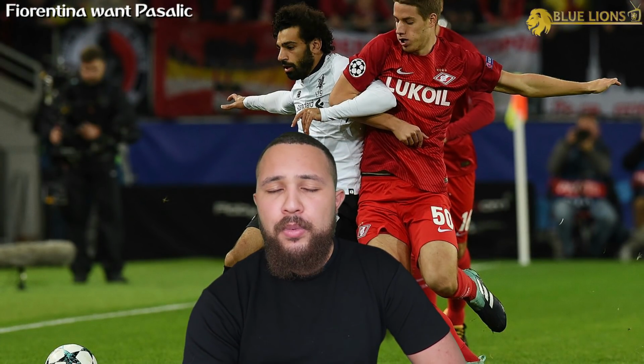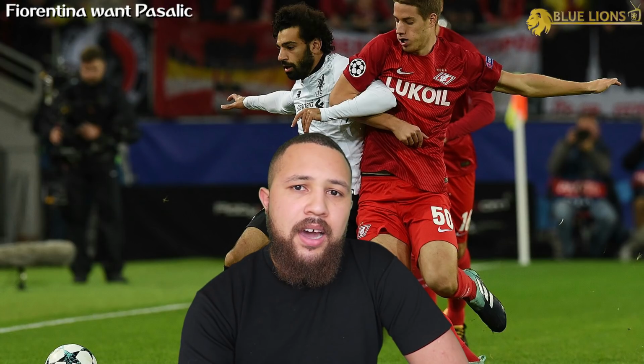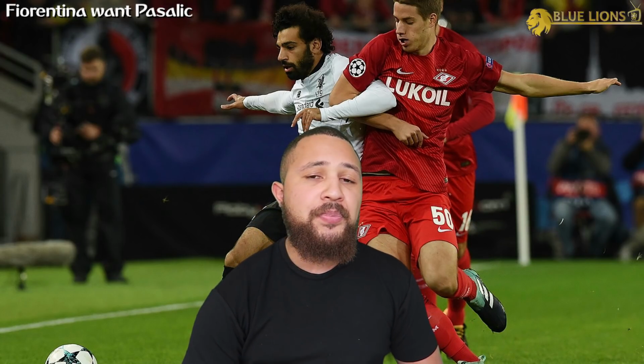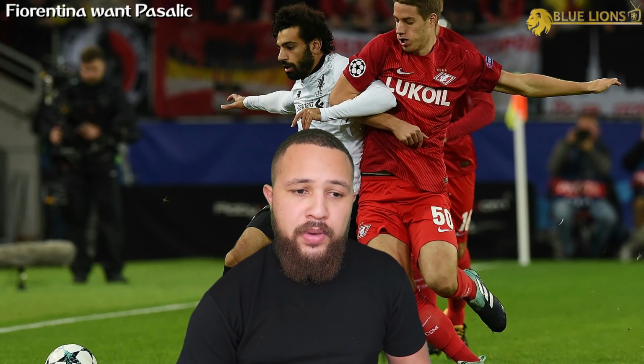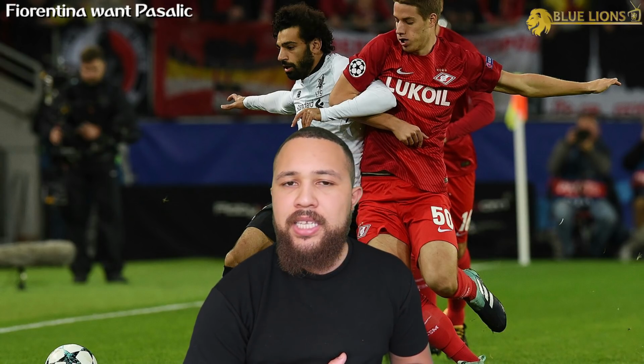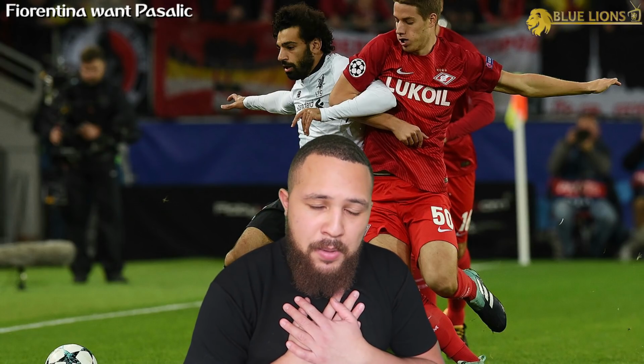Now, reports are coming out from Corriere dello Sport that Fiorentina are looking into the possibility of bringing Pasalic to Fiorentina. Badelj looks like he's leaving. They're looking for a replacement in midfield. Spartak Moscow haven't exercised their right to buy him after his loan spell. He only played 21 games, 4 goals.